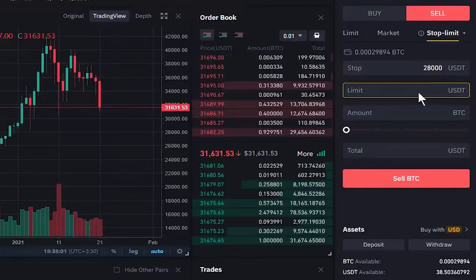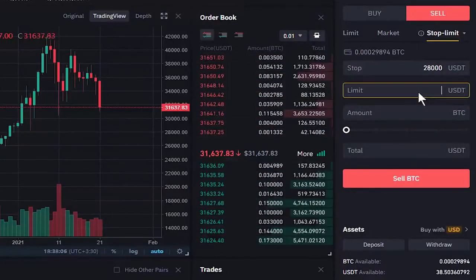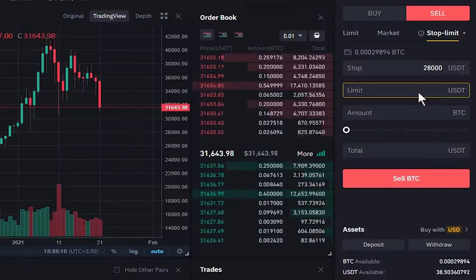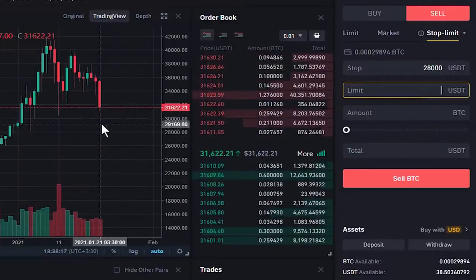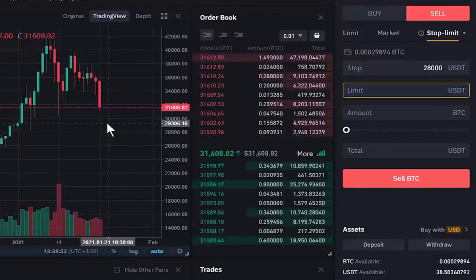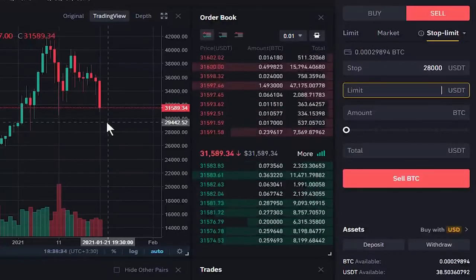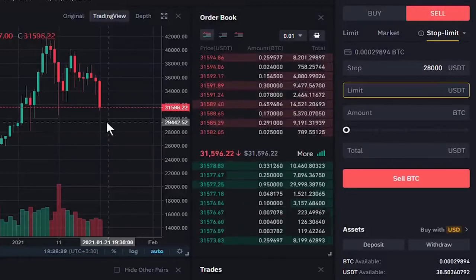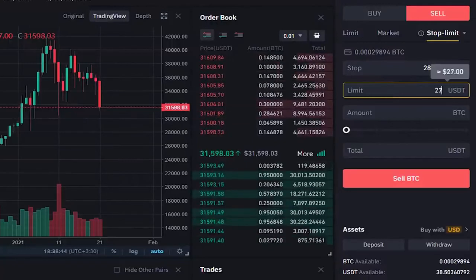And for the limit price, pay attention that you can set it to 28,000, equal to the stop price, but it is safer to set it a little lower than the stop price. Why? Because when the market is highly volatile and the price is declining sharply, your order may not get filled and your position may go to more loss. So by placing the limit price a little lower than the stop price, you will have a higher possibility that your order will get filled when the price reaches the stop price. So we set it, for example, 27,000.